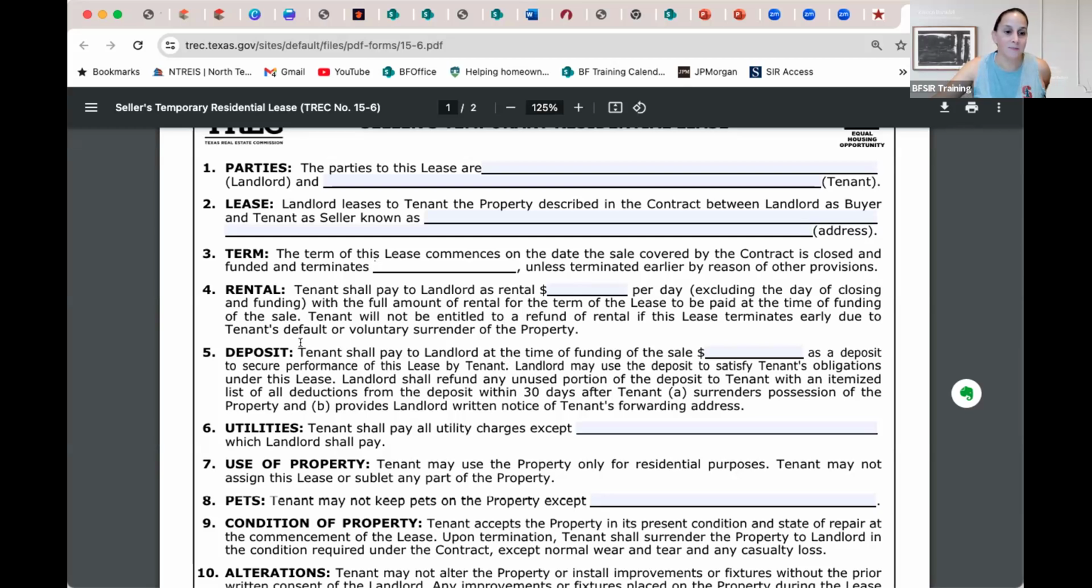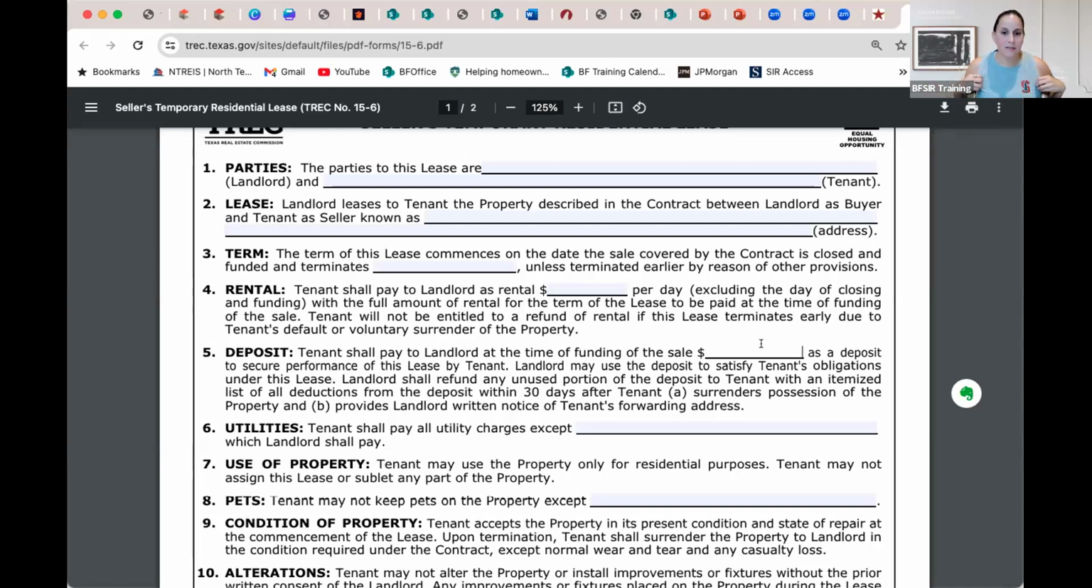So now this is going to be my hot take that you guys don't love. Tenant shall pay to landlord at the time of the funding of the sale blank as a deposit to secure the performance of this lease, which means that the seller's going to give the buyer a credit at closing, that's their security deposit, right? And that's annoying because at the end of the lease, the seller and the buyer are in a landlord-tenant relationship, and the seller will have to account to the buyer for anything they don't refund of the security deposit. People are like, oh, that's annoying, I don't want to do that. But it's also the only leverage that the buyer has that the seller is going to leave the house in good condition or have it cleaned or whatever.